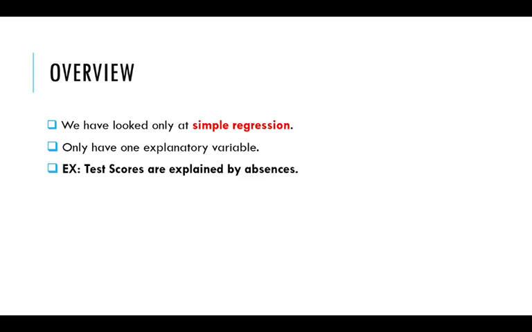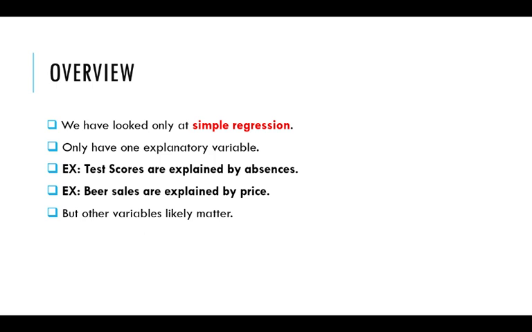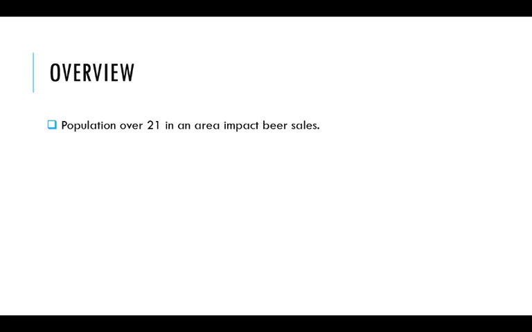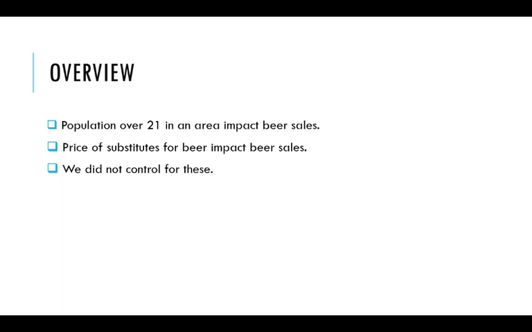Now, we've been looking at simple regression, which means we have only one explanatory variable. Maybe we have test scores and they're explained by absences, or beer sales are explained by price. But here's the thing, while absences probably affects test scores and price affects beer sales clearly, there's other variables that matter. For example, if we're talking about beer sales, in a certain area, the population over 21 in that area would impact beer sales. But also the price of substitutes for beer would impact beer sales. And we didn't control for these when we were just looking at price, right? So what we really need to do is called multiple regression, where we allow for control variables.